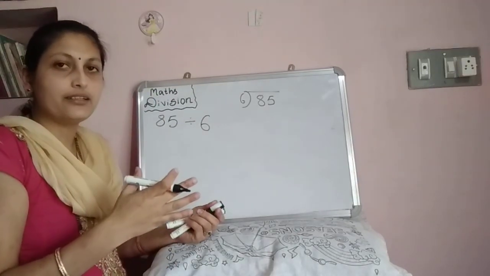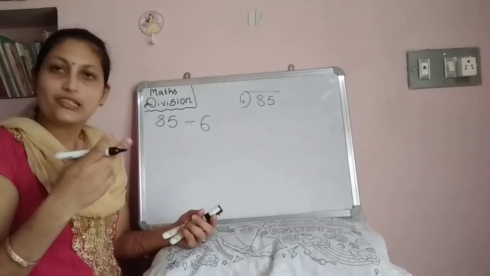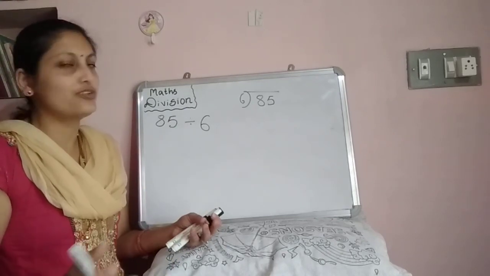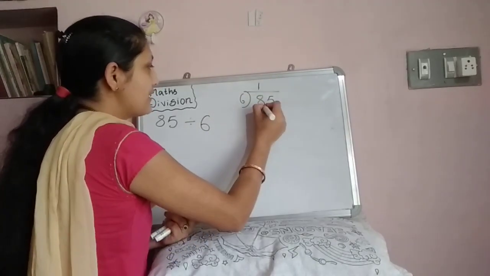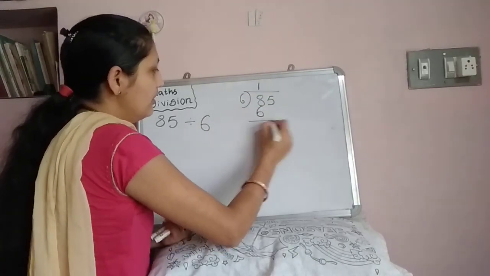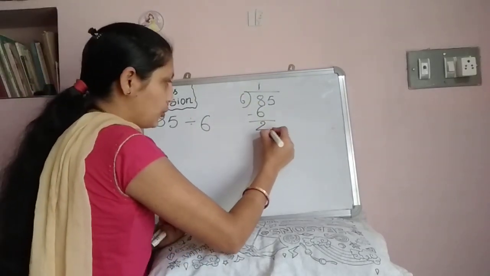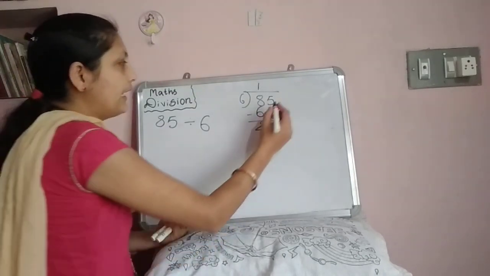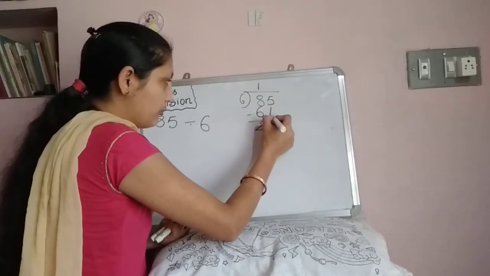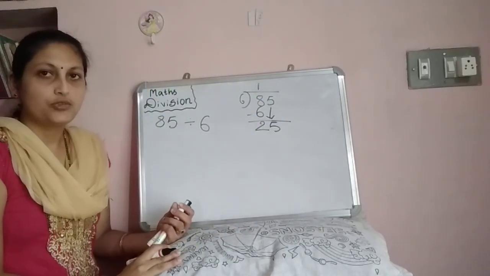Less than 8 is 6 1s are 6. So 6 is smaller than 8. 6 2s are 12. It is greater than 8. So you cannot go for 2. So you have to take 6 1s are 6. Now subtract this. 8 minus 6 is 2. Now take the ones place down. 5 taken down. So 25.